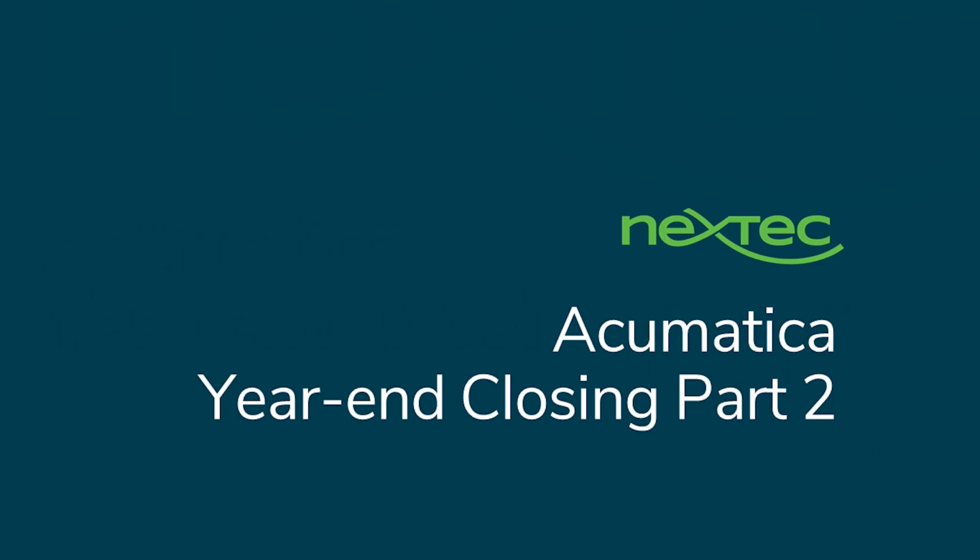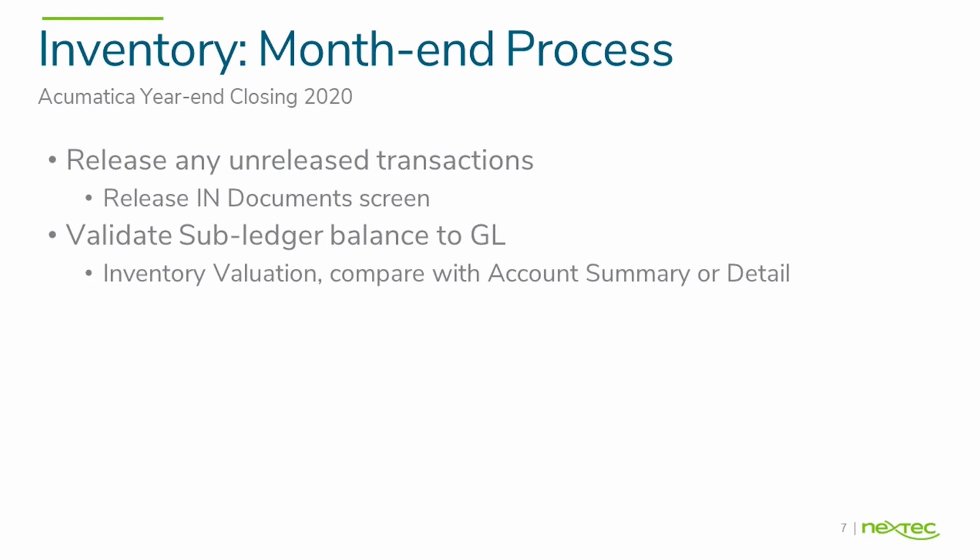Okay, so we're going to be talking about the second piece of the year-end closing now. Thank you for handing it over, Jose. The first piece that we're really going to jump into is our inventory module. We're going to take 2 steps here. First, we're going to release our inventory documents, anything that may be stuck in the system that didn't get released originally. Then we're going to validate some of our subledger balances to the GL to make sure everything looks right before we close.